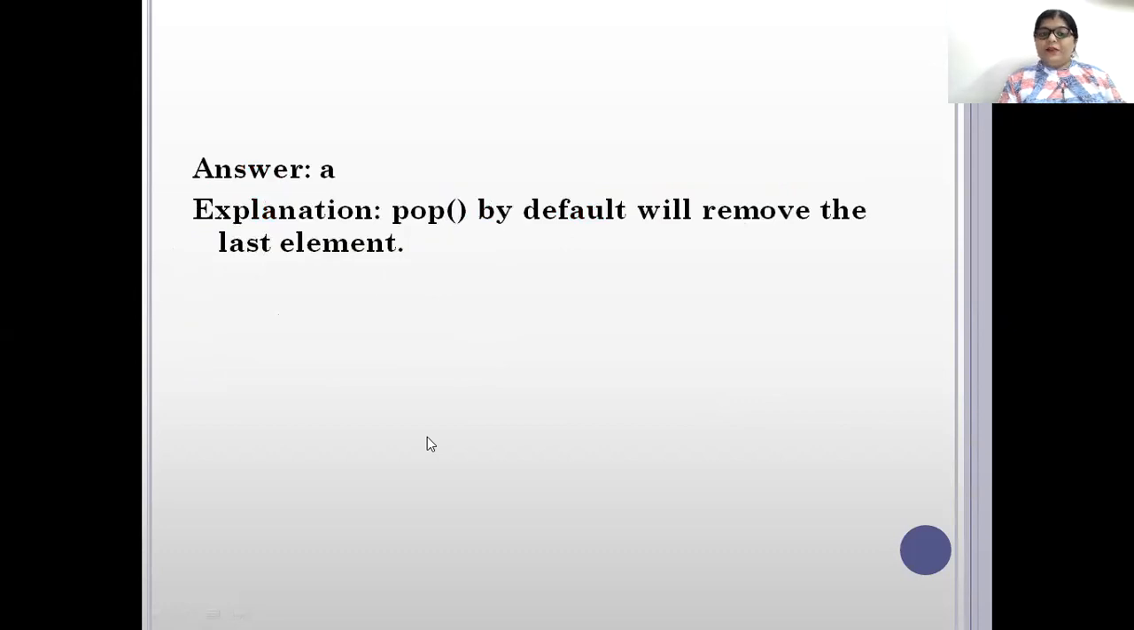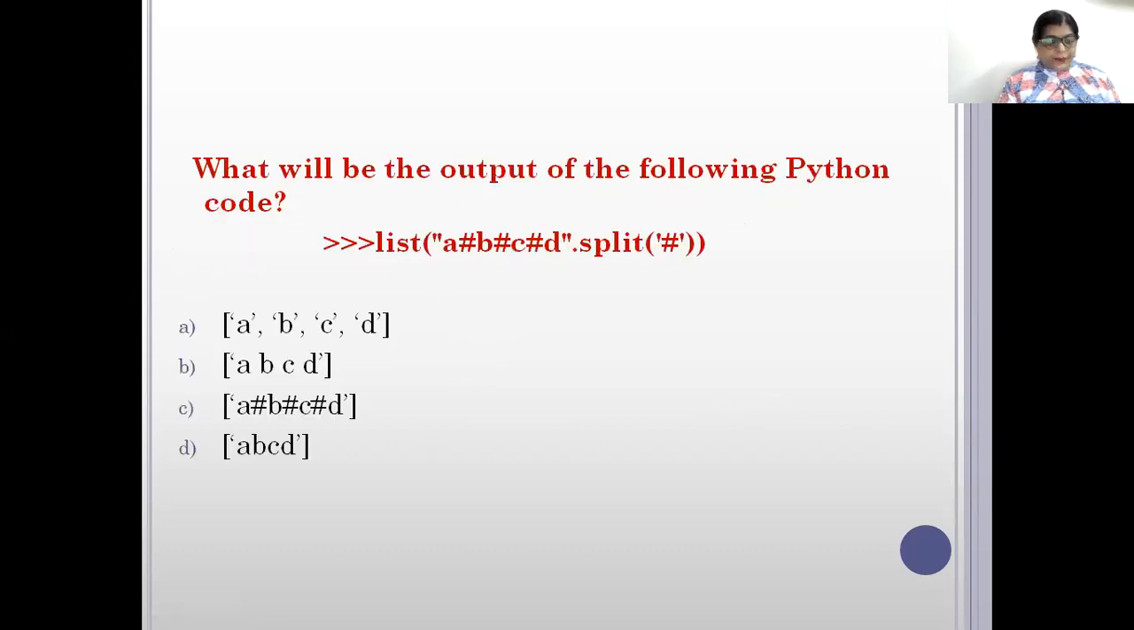Pop by default will remove the last element. Okay, so next question is, what will be the output of the following Python code? Here it is a list, A#B#C#D, and split('#'). So this is the code.